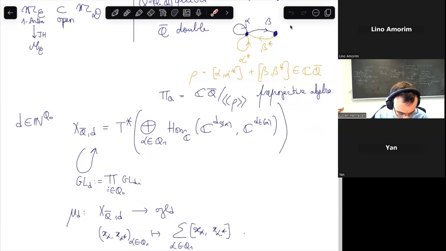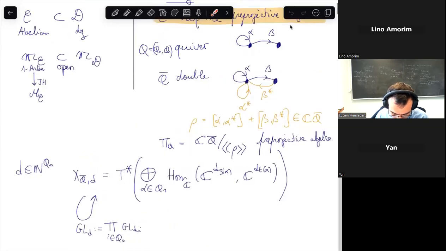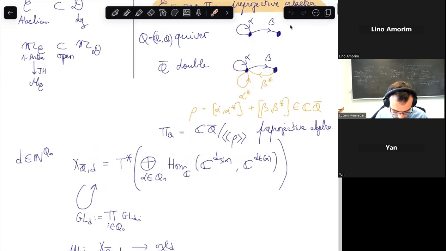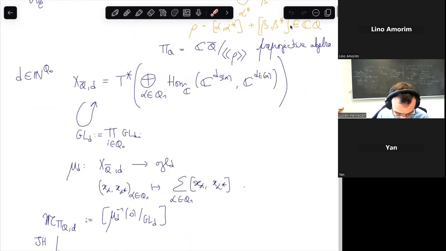So this stack is also constructed in some explicit way as a quotient stack. If you fix the dimension vector, so a non-negative integer for each vertex of the quiver, you can build the representation space of the double quiver of dimension d, which is realized as a cotangent space to some quite large affine space. This affine space is the datum of a linear map for each arrow in the original quiver Q. On this space, you have the action of the product of general linear groups, GL_d, by change of basis at each vertex. And this action is Hamiltonian.